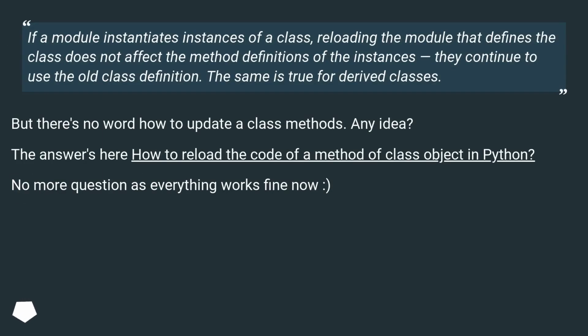If a module instantiates instances of a class, reloading the module that defines the class does not affect the method definitions of the instances, they continue to use the old class definition. The same is true for derived classes. But there's no word on how to update a class's methods. Any idea?